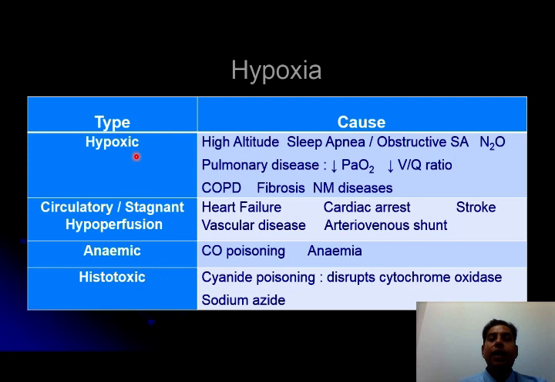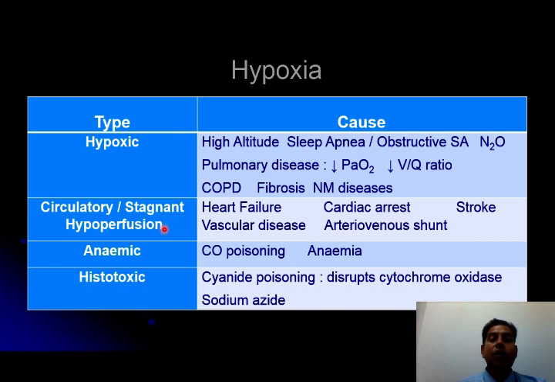The hypoxic hypoxia occurs at high altitudes, in cases of sleep apnea, what can also be called obstructive sleep apnea, in case of nitrous oxide poisoning, or in case of pulmonary diseases where there is a fall in the oxygen or there is a fall in the ventilation perfusion ratio. Hypoxic hypoxia is also seen in cases of chronic obstructive pulmonary diseases like emphysema and asthma. It is also called COPD. It can also occur in fibrosis or any neuromuscular disorders.